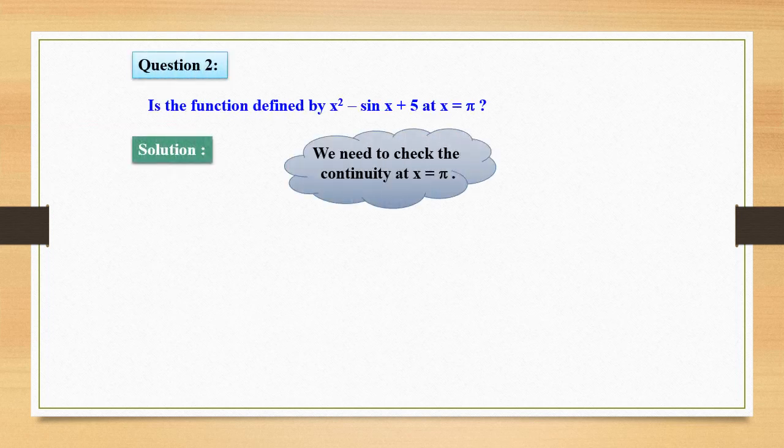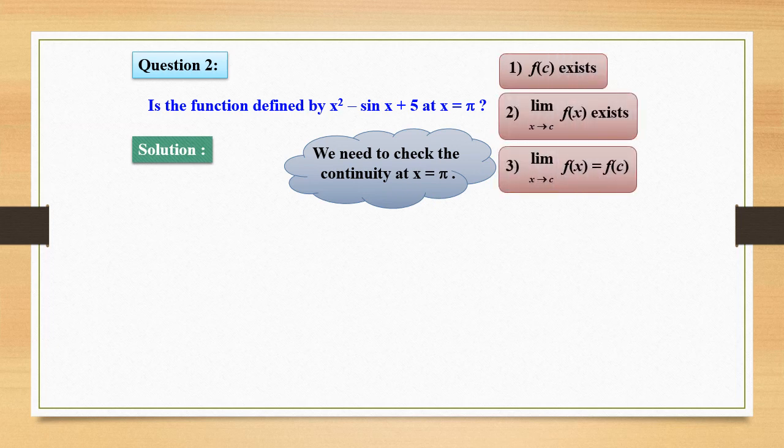Is the function defined by x square minus sine x plus pi continuous at x is equal to pi? First we will calculate the value of the function at pi. So f of pi is equal to x square minus sine x plus pi, which equals pi square minus sine pi, which is 0, plus pi.